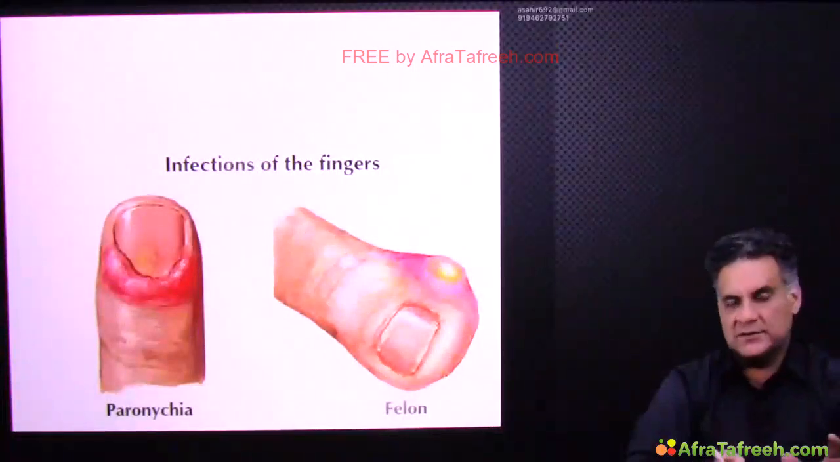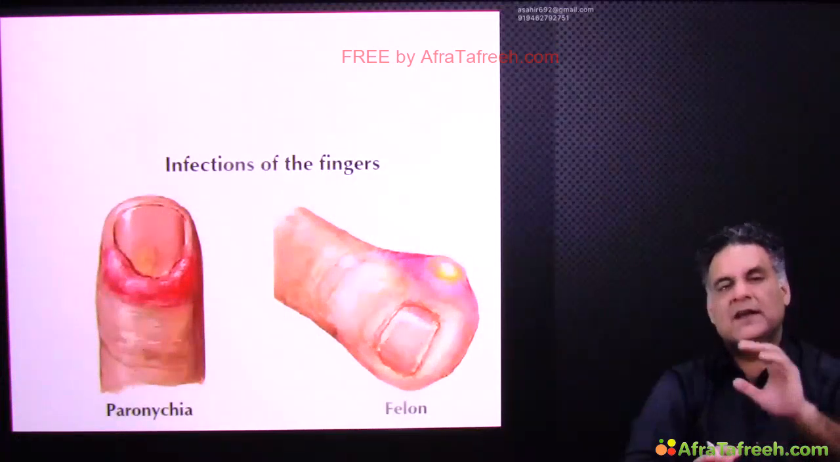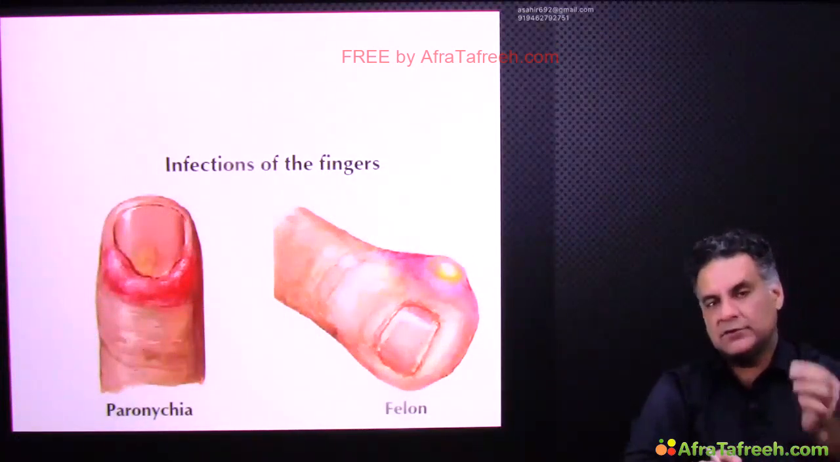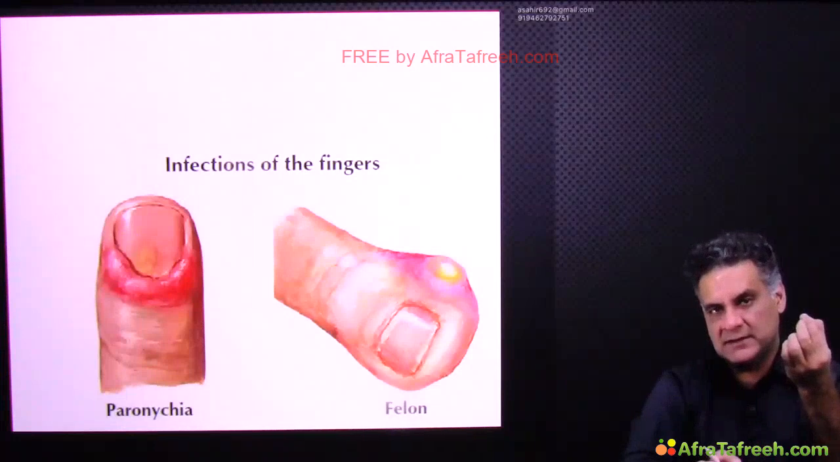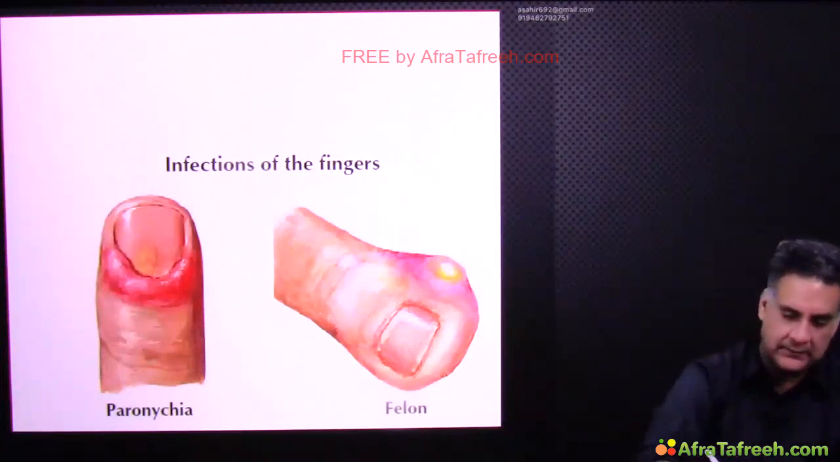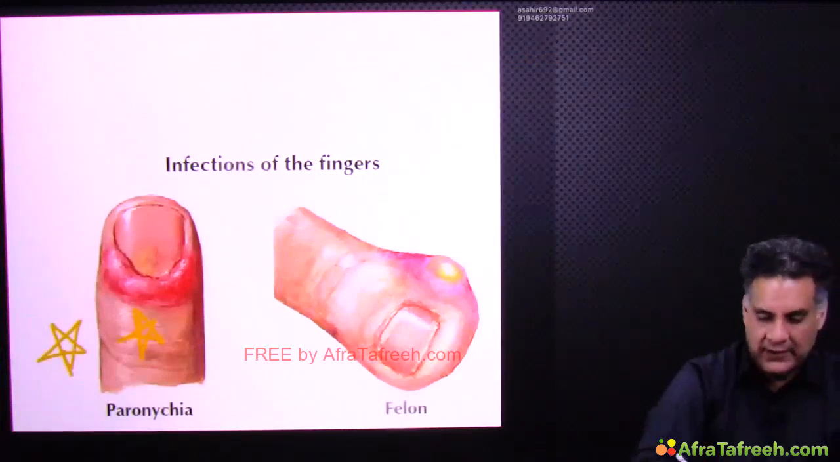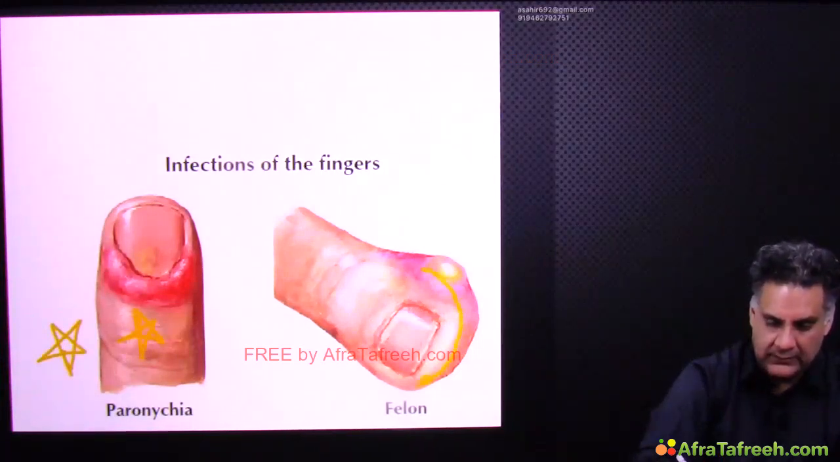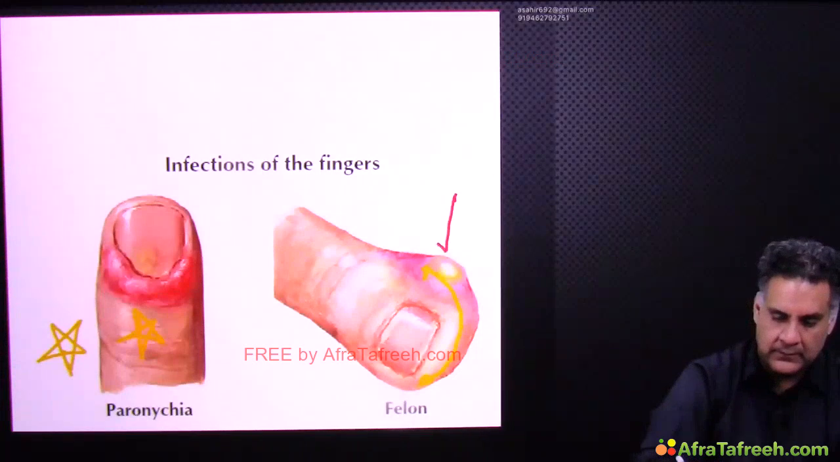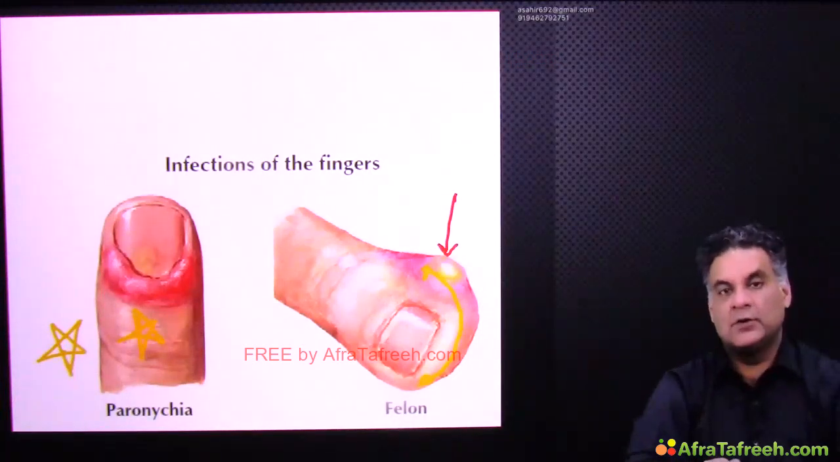Coming to infections of the hand, a very common area. The most common infection of the hand is the nail bed infection called paronychia. And when it involves the pulp space of fingers, it's called a felon or the whitlow.